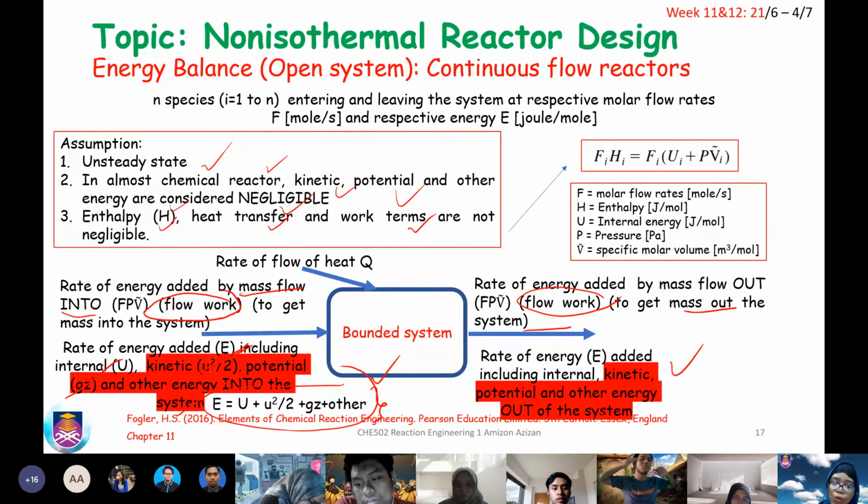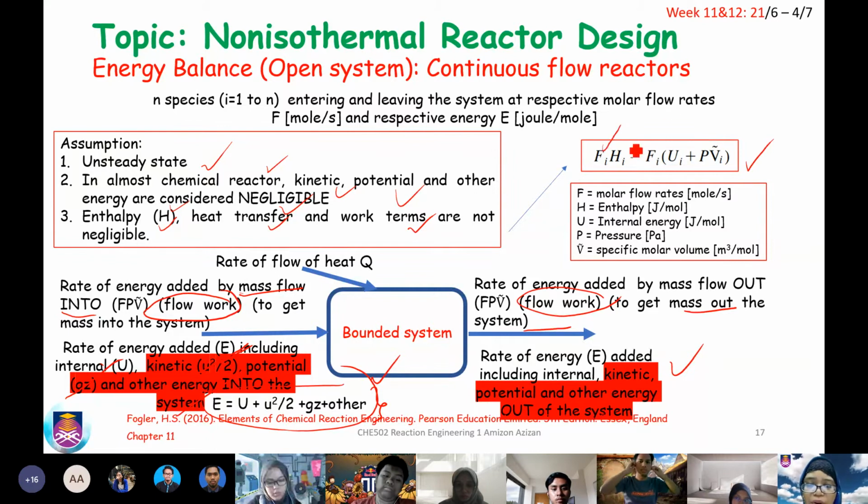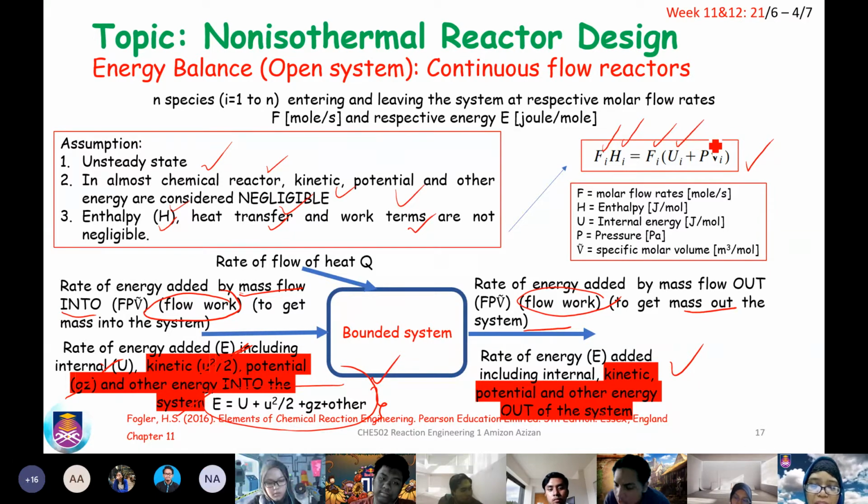So therefore, it ends up with this correlation. The molar flow rate times the enthalpy, which is equivalent to the molar flow rate times, in parentheses, the internal energy, the pressure, and also the specific molar volume.